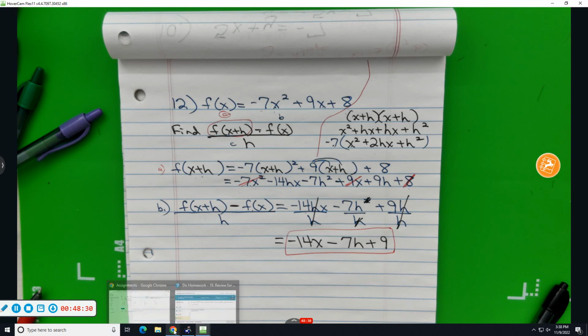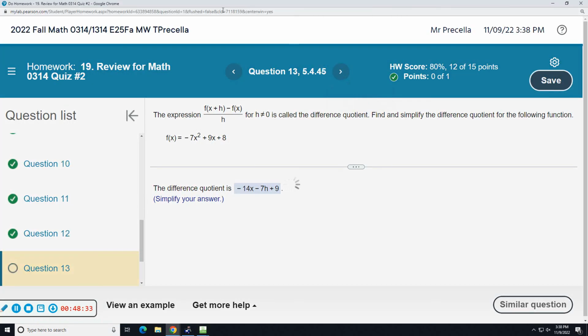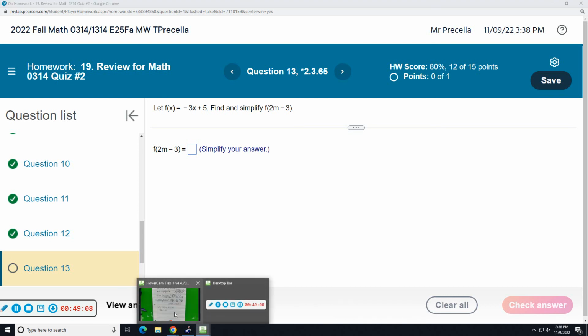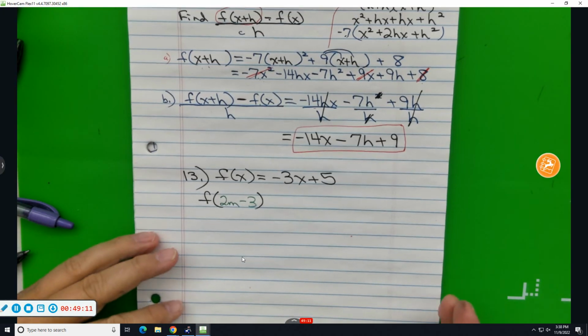Okay. Number 13. I think this one will be a little bit shorter, it looks like. Let me write the problem down. We have f of x is equal to negative 3x plus 5. They want us to find f of 2m minus 3. I know my M like money and N like Nancy sounds similar, so that's an M like money.